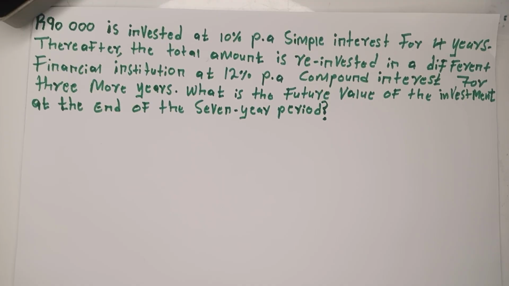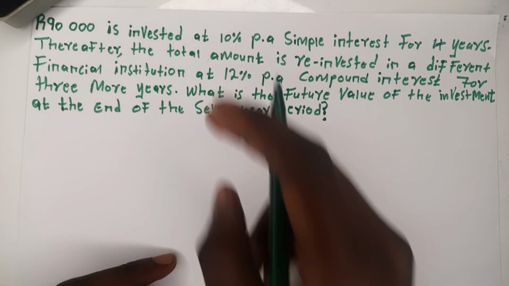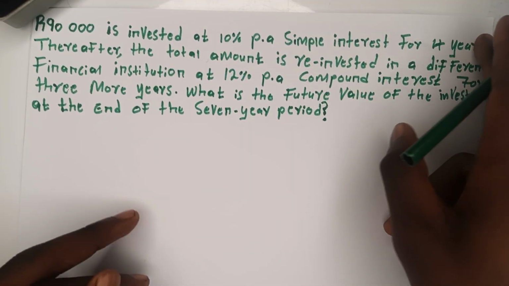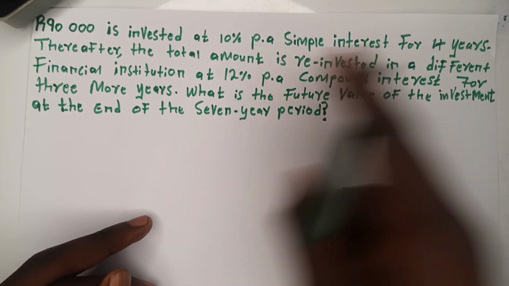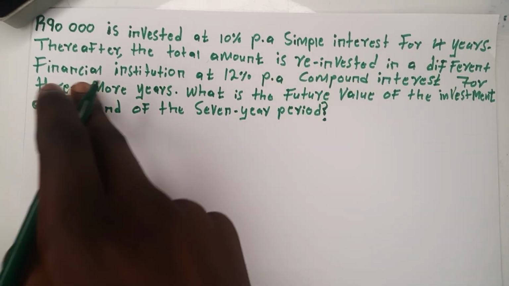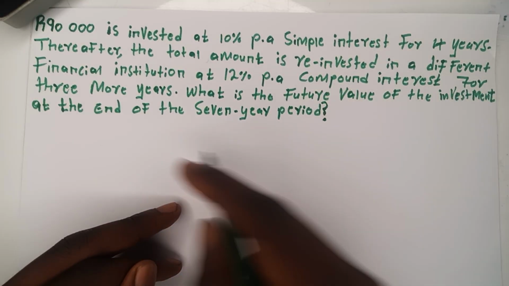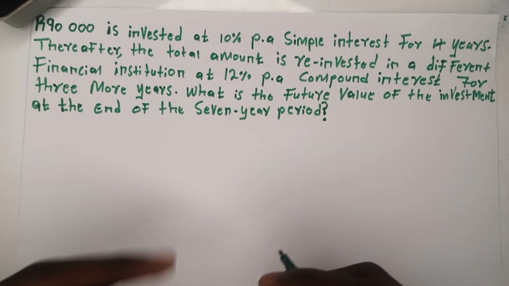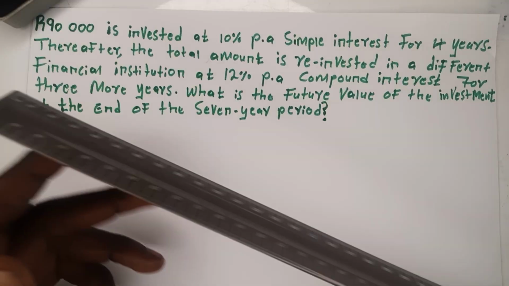Here's another example to reinforce what we have actually learned. We are having the same story. They are telling us that 90,000 is invested at 10% per annum simple interest for 4 years. Thereafter, the total amount is reinvested in a different financial institution at 12% per annum compound interest for 3 more years. And then they are saying, what is the future value of the investment at the end of the 7-year period? Again, guys, it is very, very essential to always draw a timeline in order to see what's happening here, so you can never be misled.